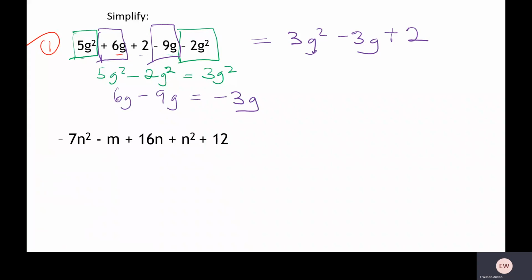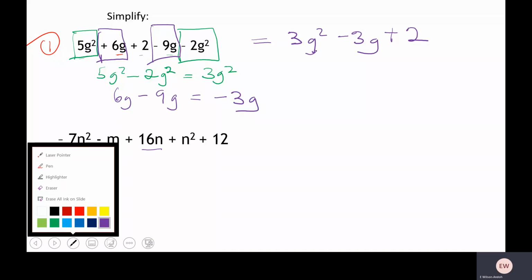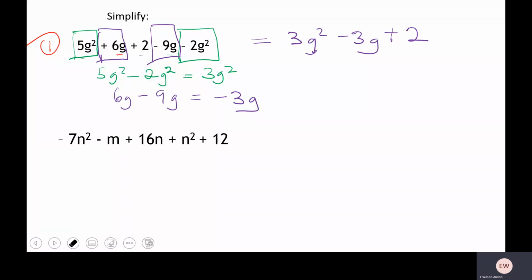In the next example, when we take the first term and compare it with the second term, now the first term has the variable n squared, the second term has m, so the two are not the same. And when we check the first term with the third term, now the power of the first term, which is n, is 2, and in the second term, the power of n is 1.